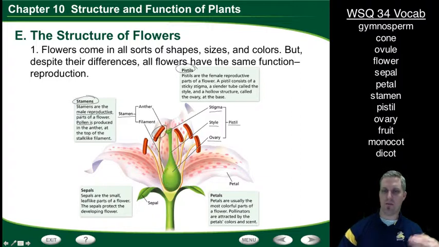And we're going to take these from the bottom up. The ovary is at the base. Inside of the ovary, you would have the ovule, which will have the egg or eggs that can be fertilized and develop into the embryo.